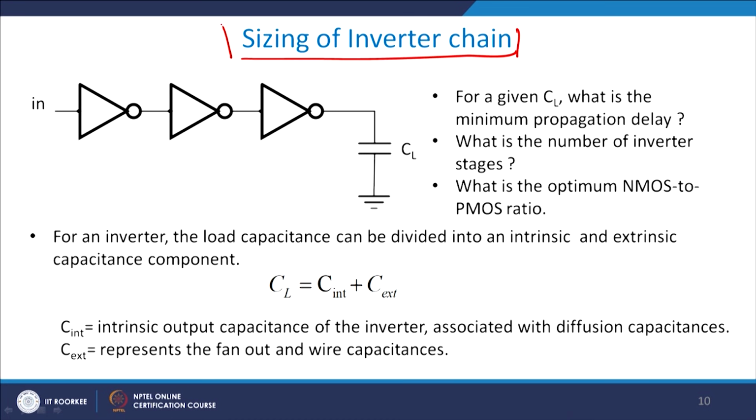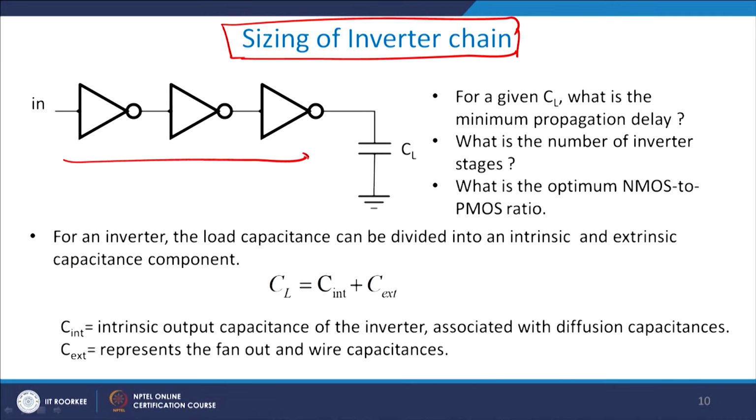Now, let us look at how to size an inverter chain. A large number of inverters are connected in series to each other. So, how do I size my inverter so that I get a minimum delay, right. For a given value of CL, what is the minimum propagation delay between input and output, what is the number of stages at which I will get the minimum delay available to me, and what are the optimum NMOS to PMOS ratios. These three things we will be finding out over the next 5 to 10 minutes of work here.